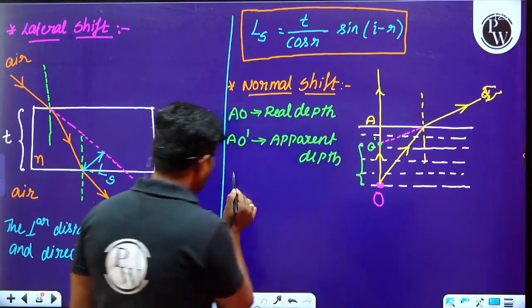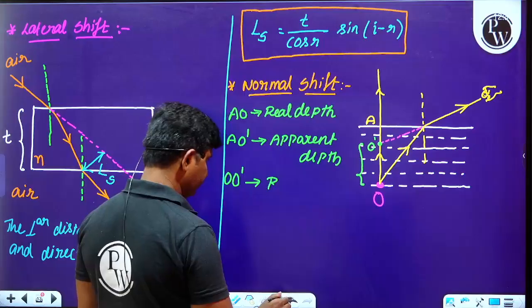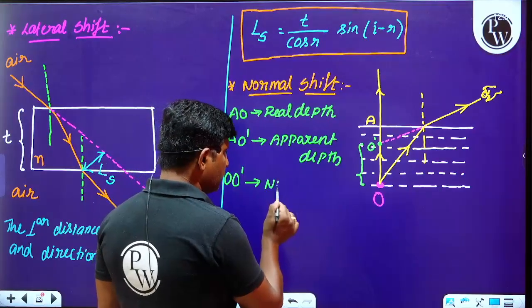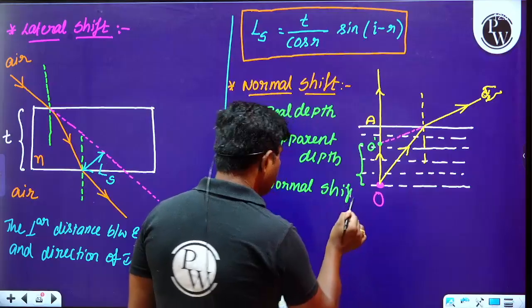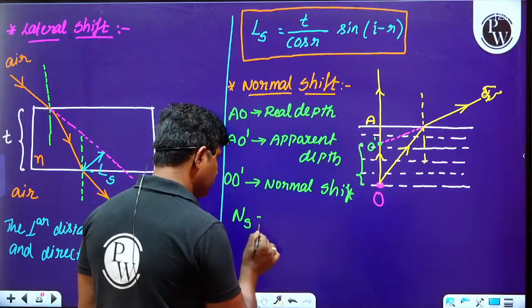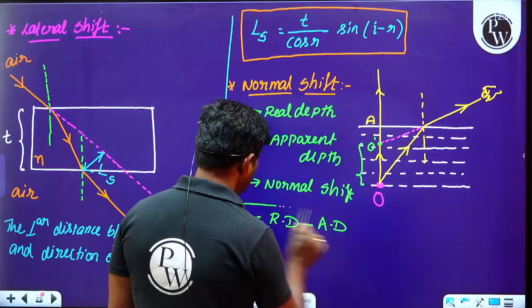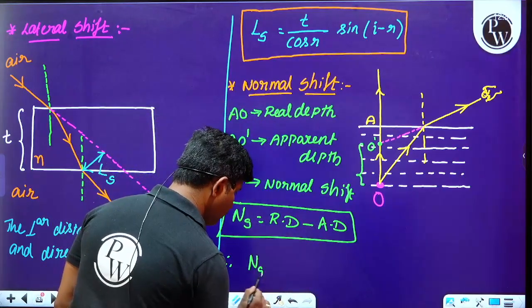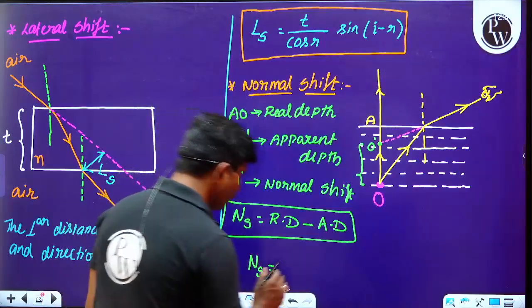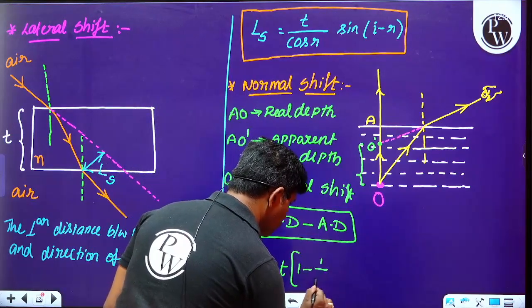Therefore, we can say O dash is called the normal shift. Now, how can you write this normal shift? My normal shift can be written as real depth minus apparent depth. Finally, if you simplify everything, we get t into 1 minus 1 by n.